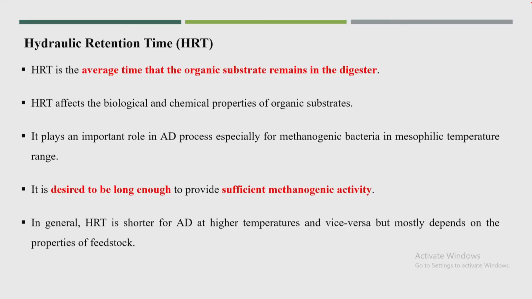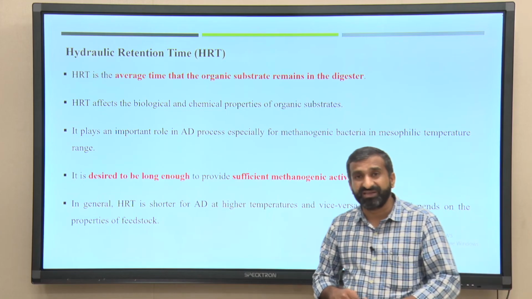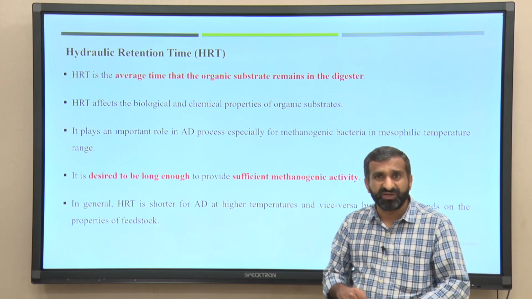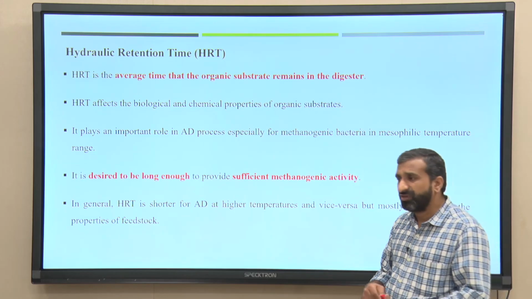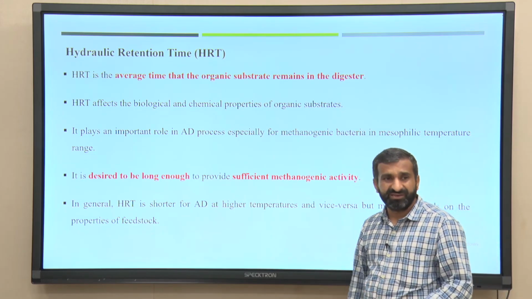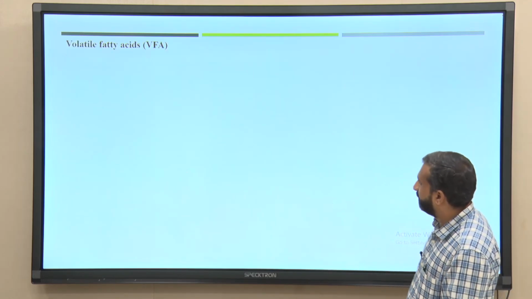In general, HRT is shorter for anaerobic digestion at higher temperature and vice versa, mostly depending on the property of the feedstock. So, if you go for a thermophilic range reactor, your HRT will obviously be low, and for mesophilic, your HRT will be somewhat high.